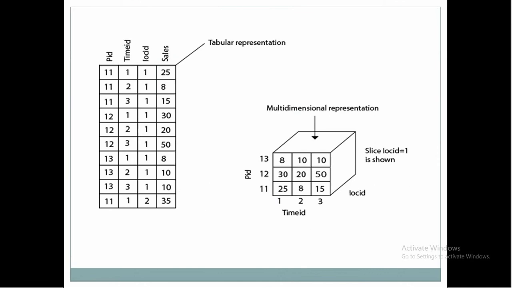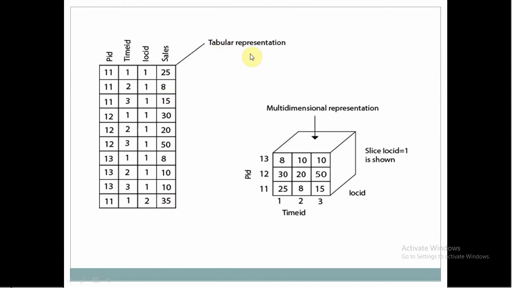Consider the data of items sold per quarter in the city. The data is shown in a table. In this 2D representation, the sales are shown for the time dimension and the item. The fact or measure displayed is rupees sold in thousands. Here PID 11, 12, 13, time ID 1, 2, 3, location ID 1, 2, sales are described below.